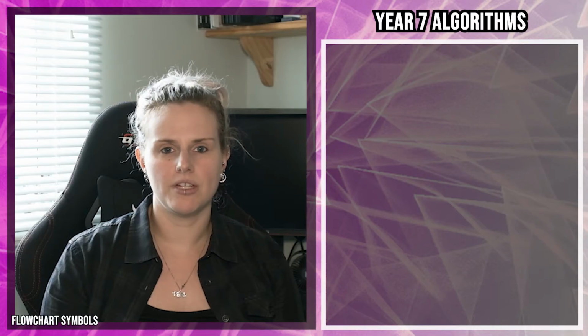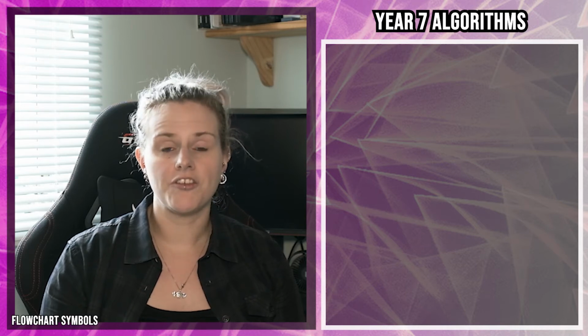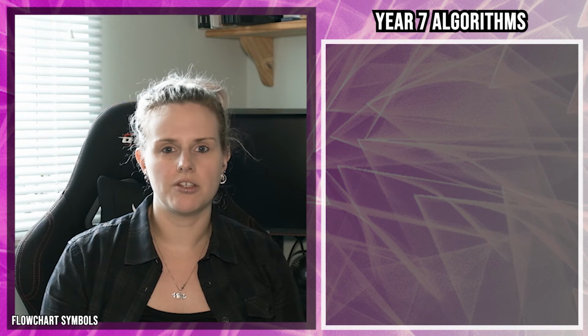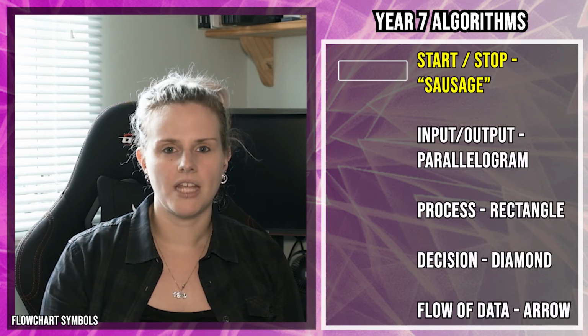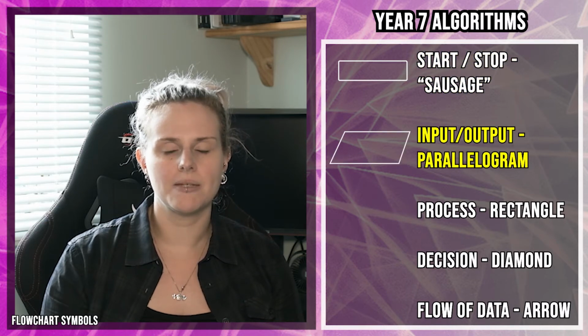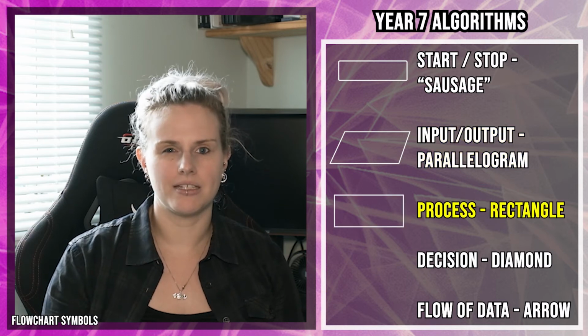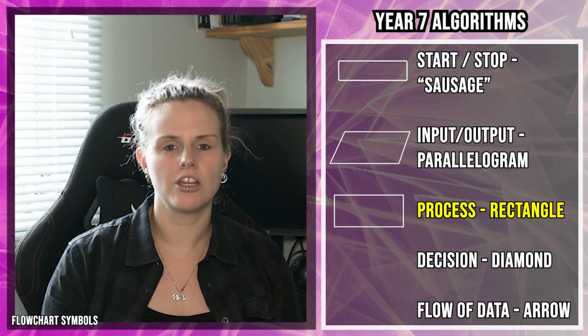The purpose of this unit is to be able to get you to read algorithms, and we're going to focus on flowcharts. So the first thing that you need to know is what the different flowchart symbols mean. Every single flowchart has to start and stop with the sausage shape. If you want the user to input data, or if the program is going to return data back to the user, you use the parallelogram. Any processes that the program has to carry out, for example calculations, goes in a rectangle.